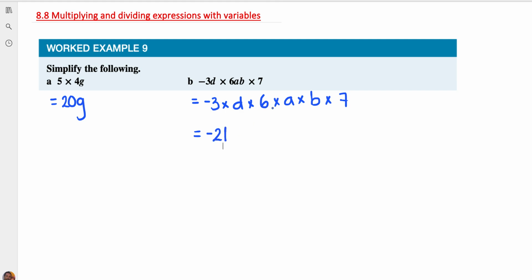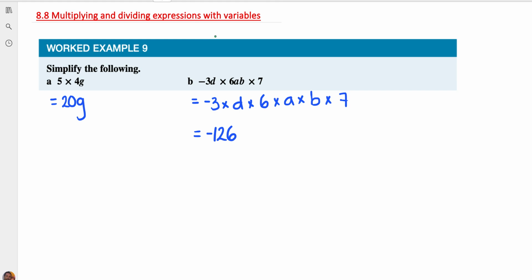And I still have to multiply this 6. So 21 times 6. I think it's 126, but let's check with our calculator. So 3 times 7 times 6. 126. There you go. So negative 126.